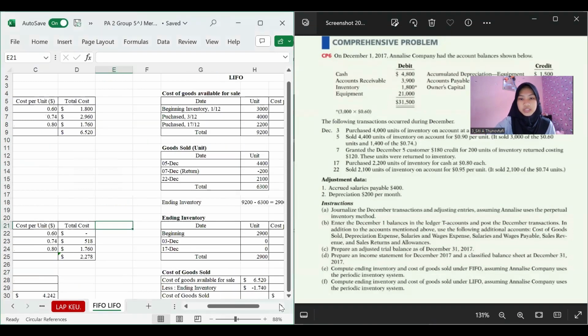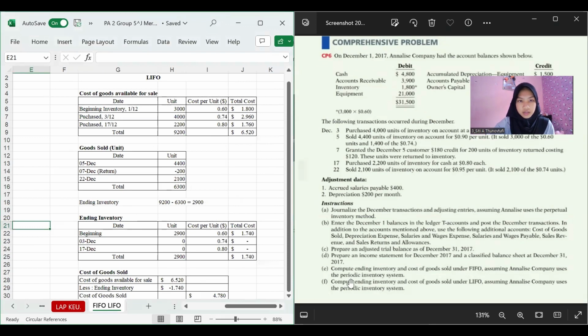And the next question is, compute ending inventory and cost of goods sold under LIFO, assuming the analyzed company uses the periodic inventory system. LIFO is last in, first out, which means that the goods that entered last will be sold first. So to find the ending inventory, we will sell the goods that were last entered.